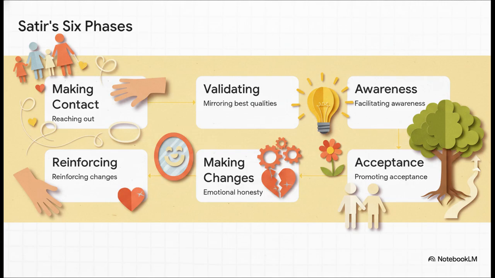Satir outlined 6 linear phases in her therapeutic process. It all begins with making contact, literally reaching out with her hands, eyes, facial expressions, and a super inviting tone of voice. Then she moved smoothly through validating, facilitating awareness, promoting acceptance, making changes, and finally reinforcing those changes.